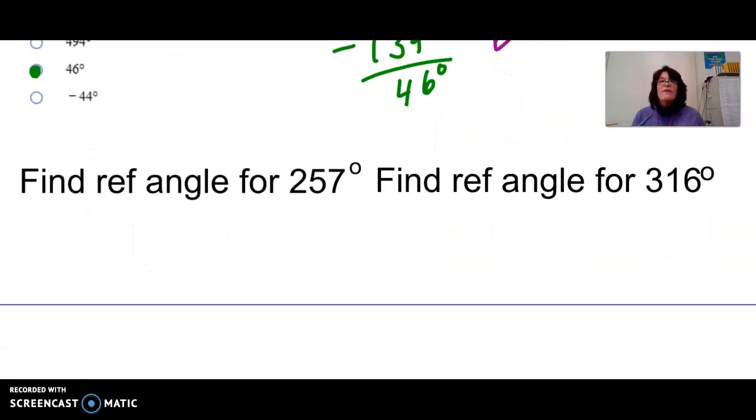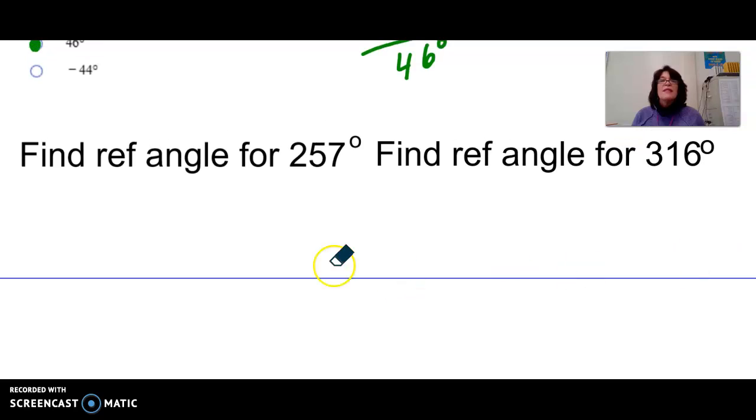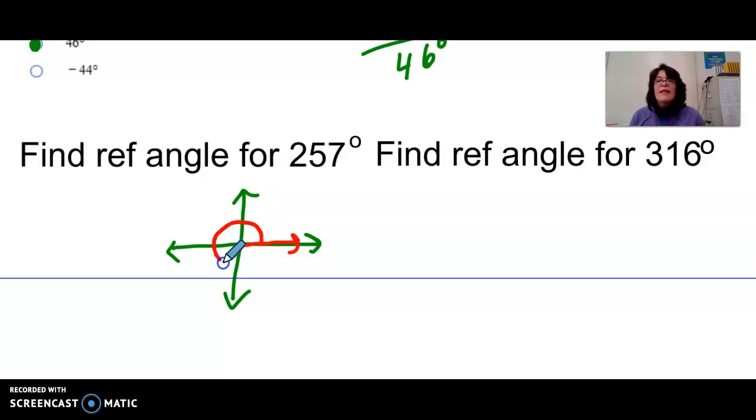Okay, let's find the reference angle for 257 and 316. Take a second. I'm going to draw it. Take your time. Figure out where we are here. Let's see, 257. That would be more than 180, but not down to 270 yet. 257 degrees. I want the reference angle. I can see it. It's however much this is. That's my reference angle. Okay?